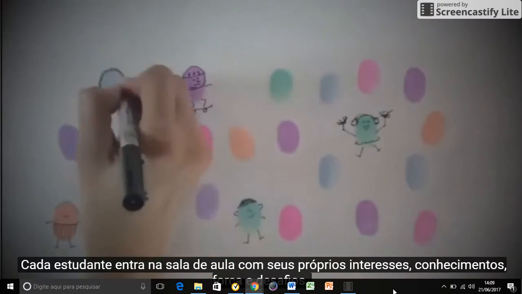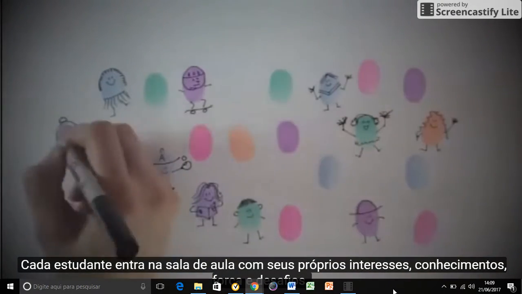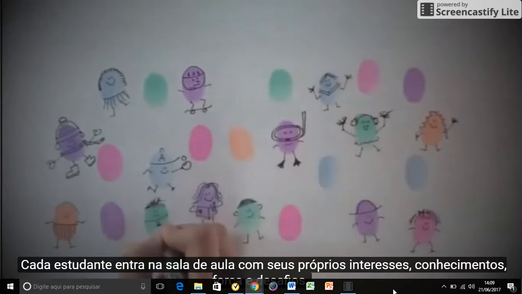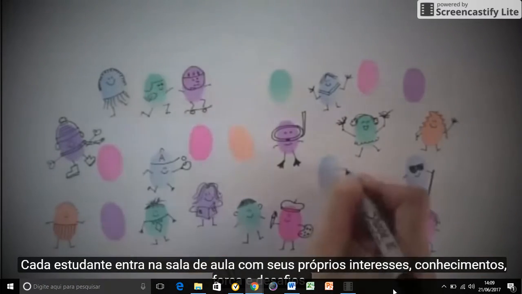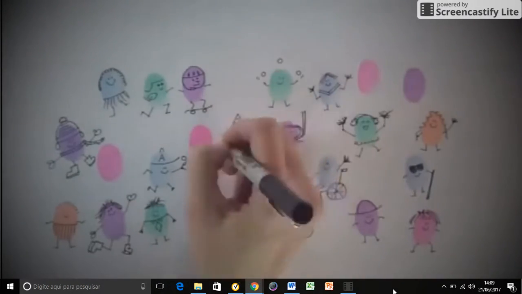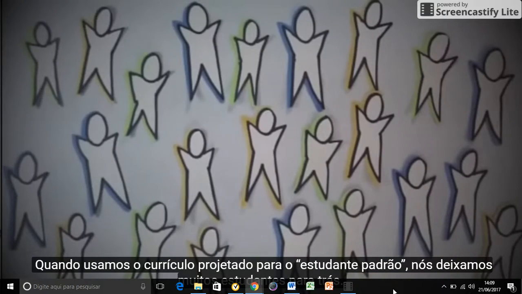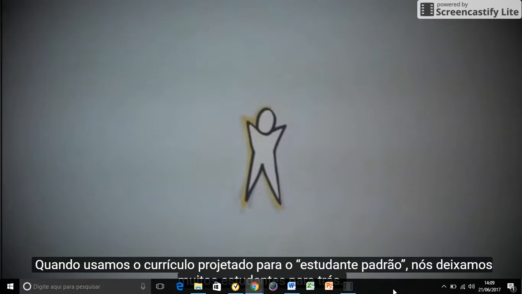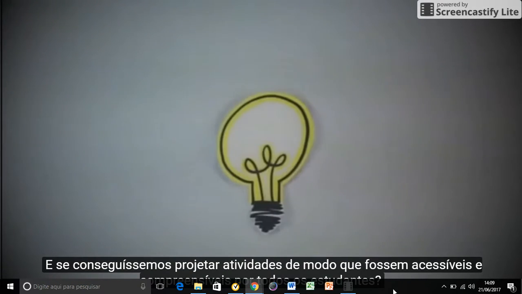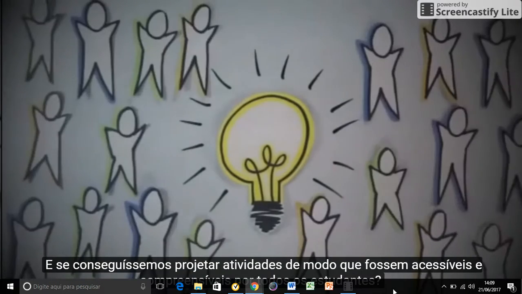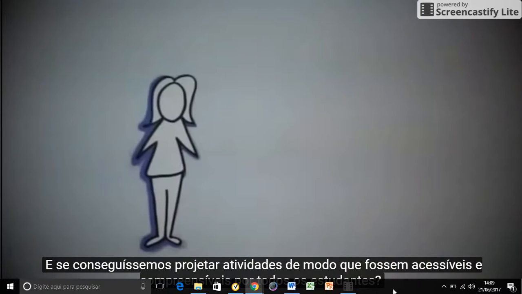Every student enters our classroom with their own unique set of interests, background knowledge, strengths, and challenges. When we use curriculum designed for the average student, we leave many students behind. What if we could design learning activities so they were accessible and understood by all students?